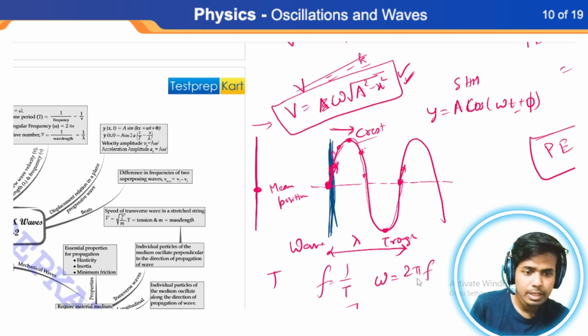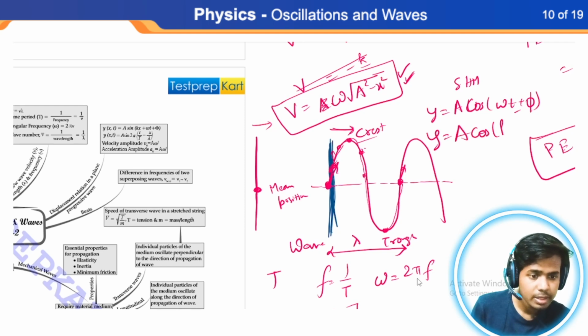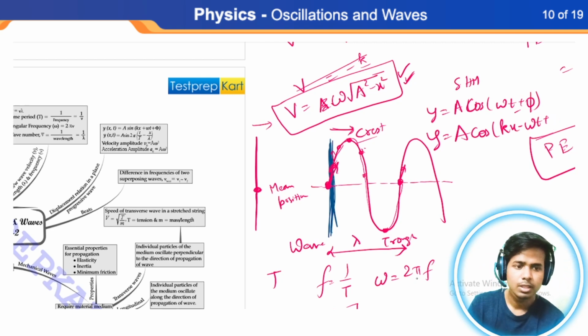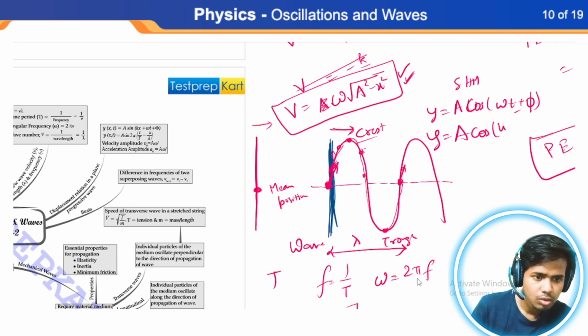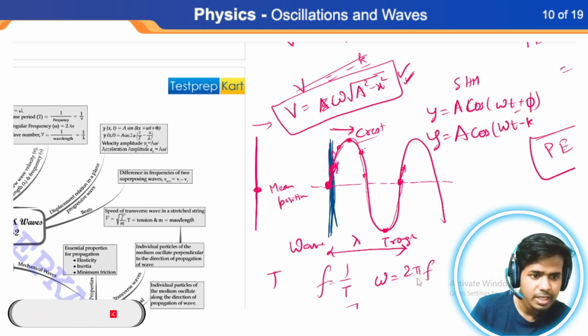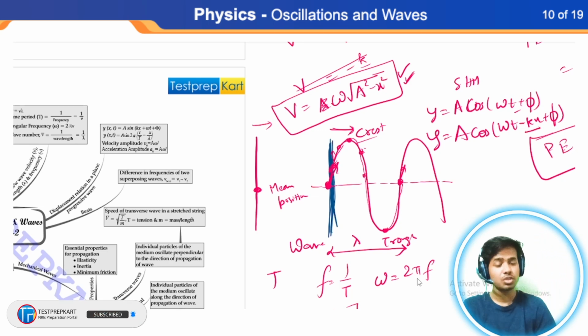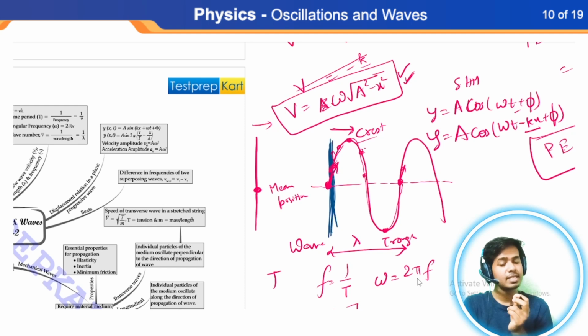This means we have to make some modification here: y is equal to a cos kx minus omega t plus phi, or we can even write it, maybe some of you may be uncomfortable with it, so I'll write the opposite, omega t minus kx plus phi. Now including this kx, where k is a constant here, actually takes care of the horizontal movement of the particle as well.